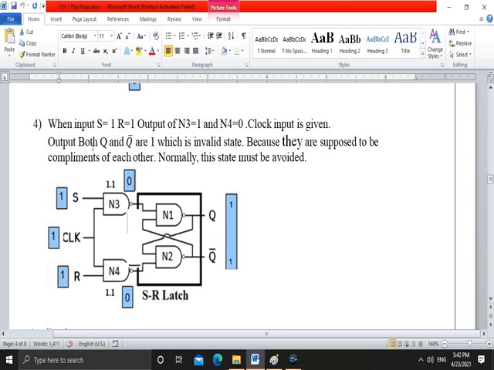We have to write this. Output both Q and Q bar are 1, which is an invalid state because they are supposed to be complement to each other. Normally this state must be avoided.